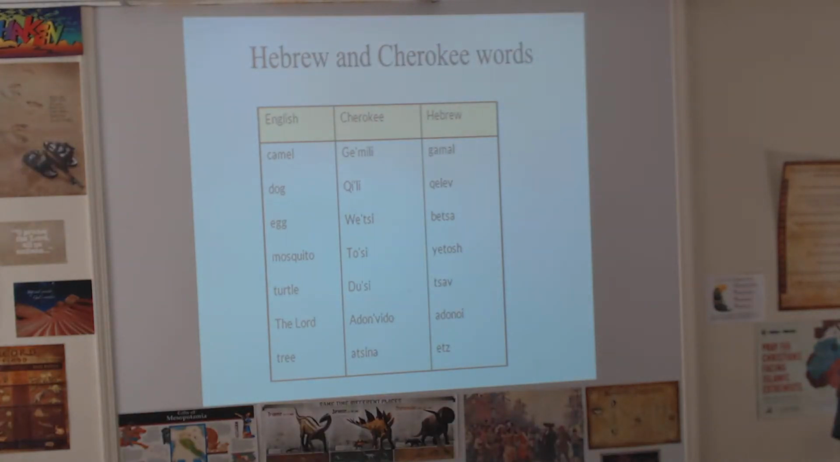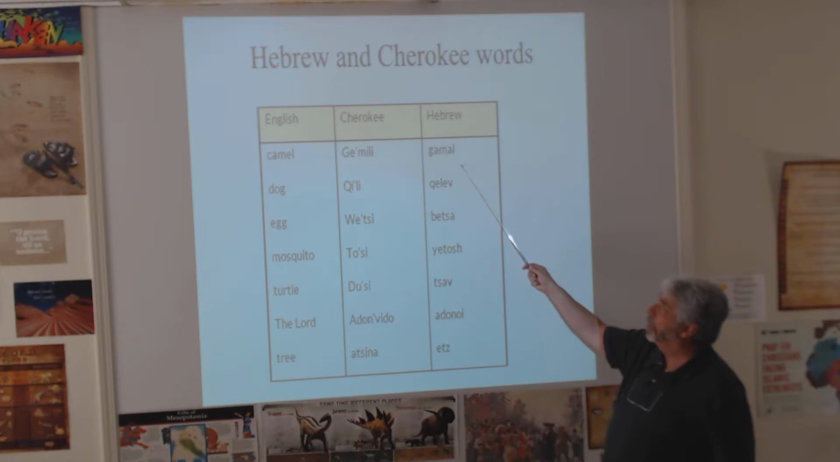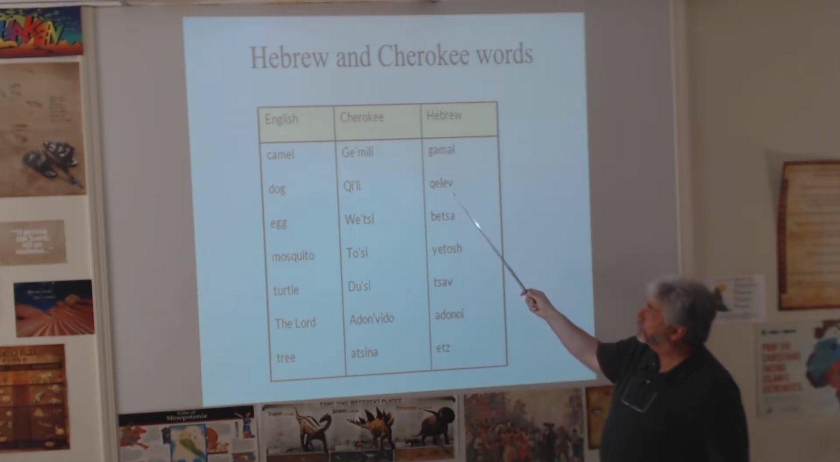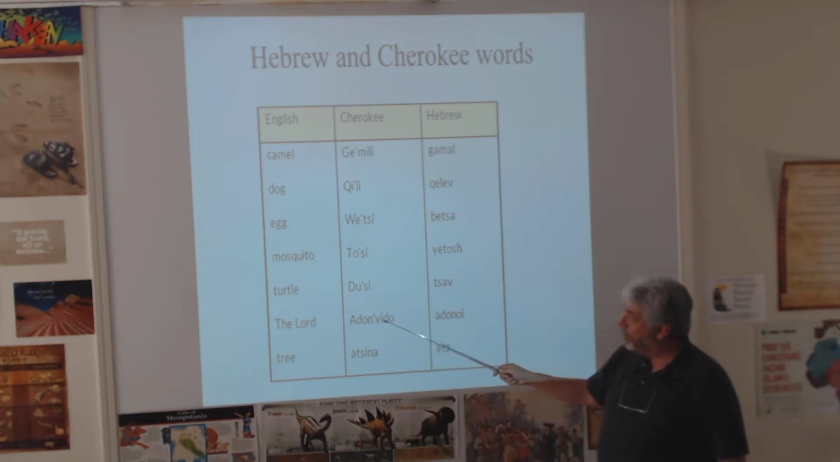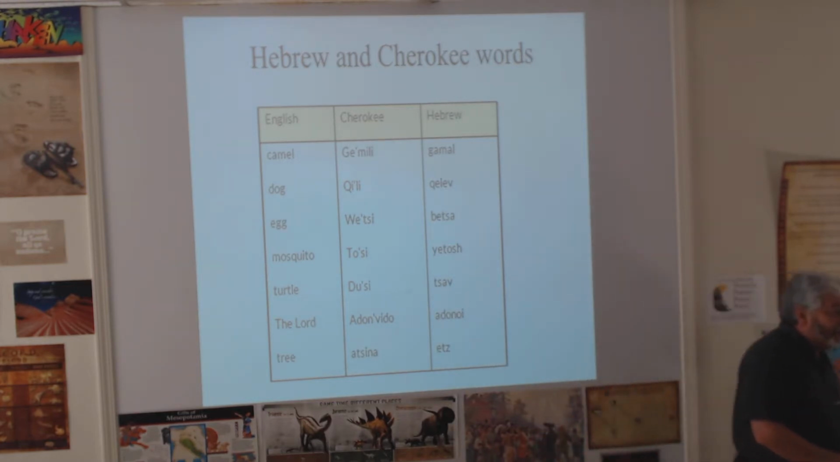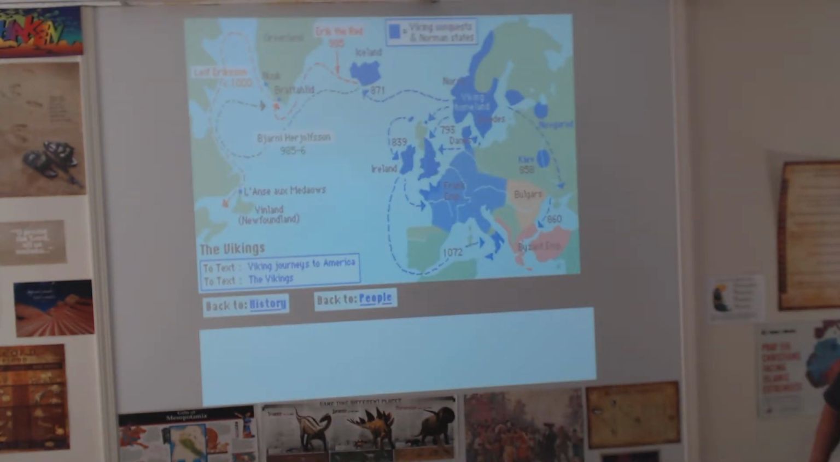Interesting, too, that there are a lot of similarities between Hebrew and Cherokee words. So in English, camel, and Cherokee is gamili, in Hebrew, gamal. A dog, kilis, kilev. Egg is wetsi, betsa. Mosquito, tosi, yetosh. Turtle, and so on. The Lord, Adon Vido. Adon is the root of Adonai, which you've heard of. Many of you learned that last year in Bible class. So, where did those come from? Who was here?